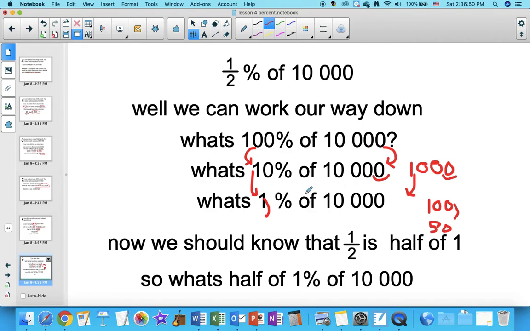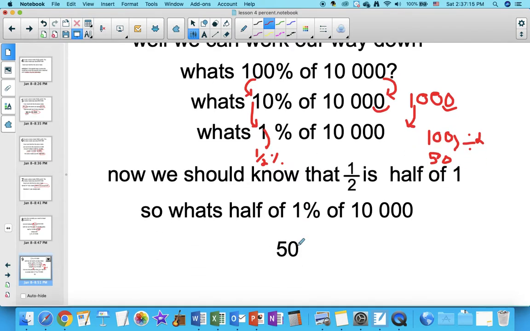Well then, I'll just take the 1%, and I know 1/2 is half of 1, so I can divide 1 by 2 to get half a percent, right? I can divide this by 2 to get half a percent, which will then make this divided by 2, to give me half of 100, which is 50. So now I know that 1/2 of a percent of 10,000 is 50.